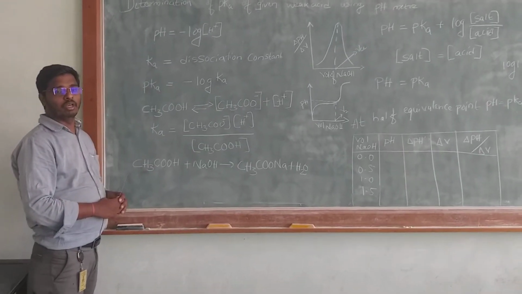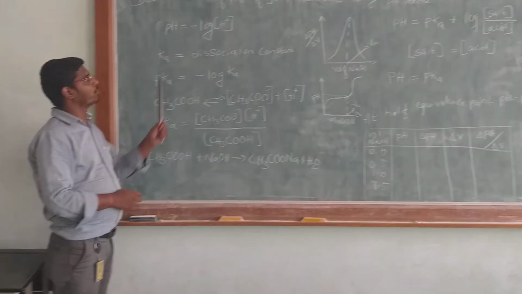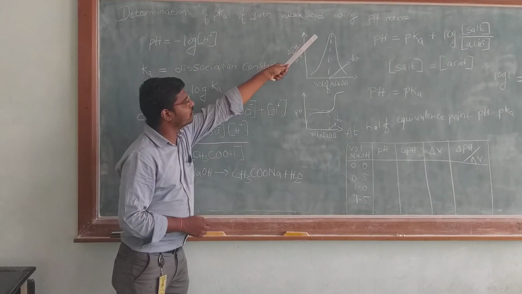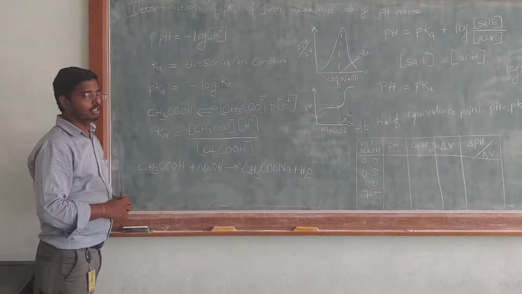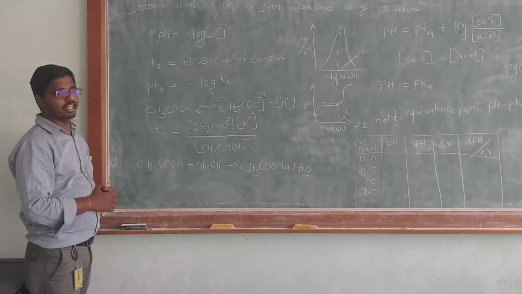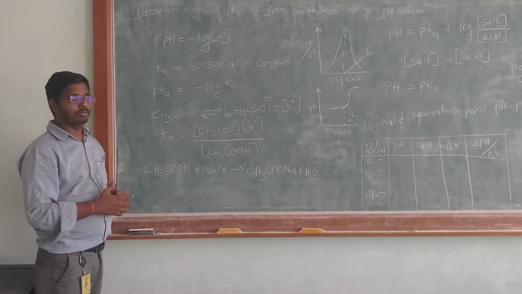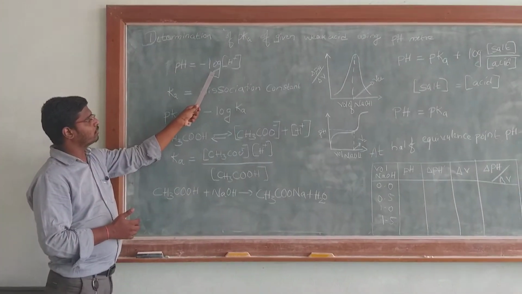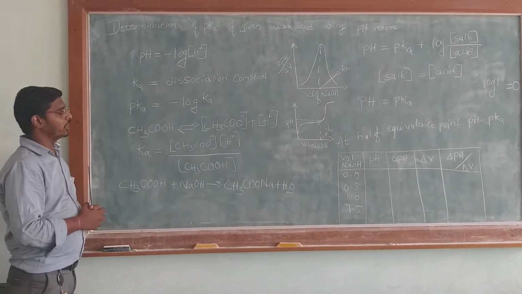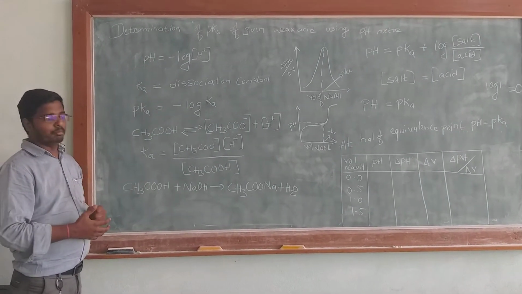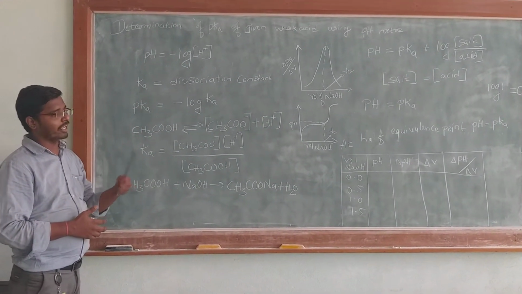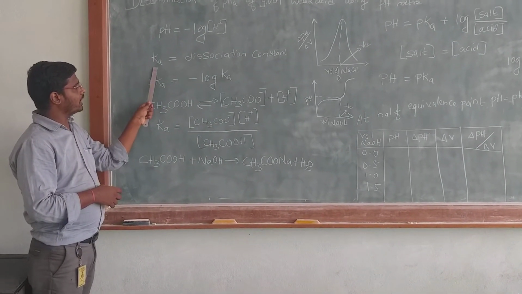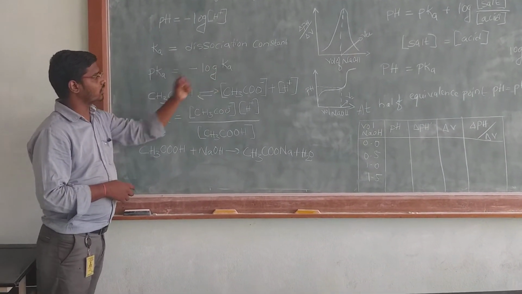Hello students, now we are going to discuss the next experiment, that is determination of pK of a given weak acid using pH meter. Here pH is used to express the concentration of acid. That means pH is equal to negative logarithm of molar concentration of H plus ion. Nowadays pK is also used to express the strength of a weak acid. In the pK, K is the dissociation constant.